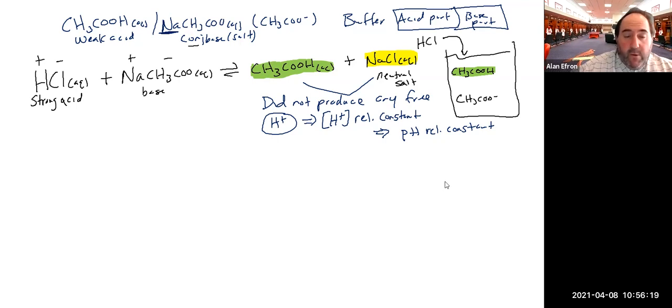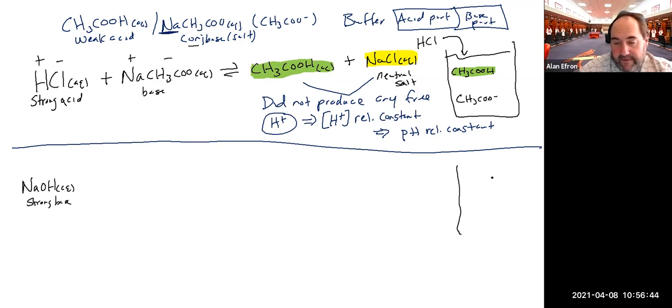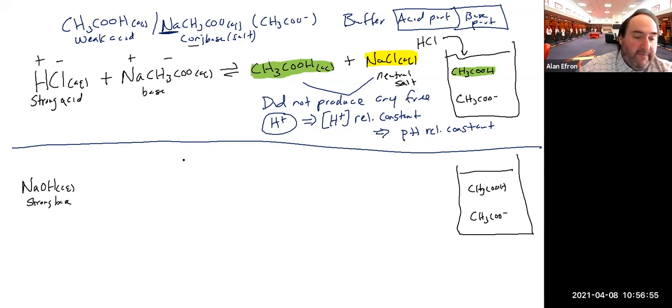So then let's talk about what happens when we add a base to this buffer. So we'll add the exact same base that we did to water. We're going to add some sodium hydroxide here. So if we add some sodium hydroxide, which is obviously a strong base, and again, just visually to our buffer here where we have acetic acid floating around, which is the acid part of the buffer. We have some acetate floating around, which is the base part of the buffer.